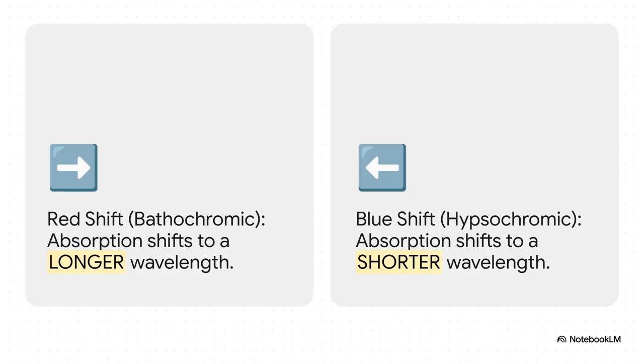But this evidence isn't always straightforward. The exact wavelength the molecule absorbs can actually be influenced by its environment, like what kind of solvent it's in. If the absorption shifts to a longer, lower energy wavelength, we call that a bathochromic shift, or a redshift. And if it shifts to a shorter, higher energy wavelength, that's a hypsochromic or blue shift. Analyzing these little shifts gives us vital clues about how our chromophore is interacting with everything around it.